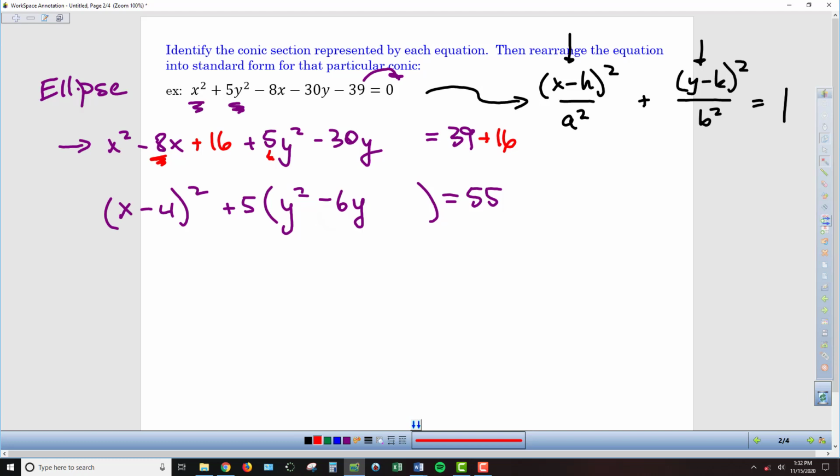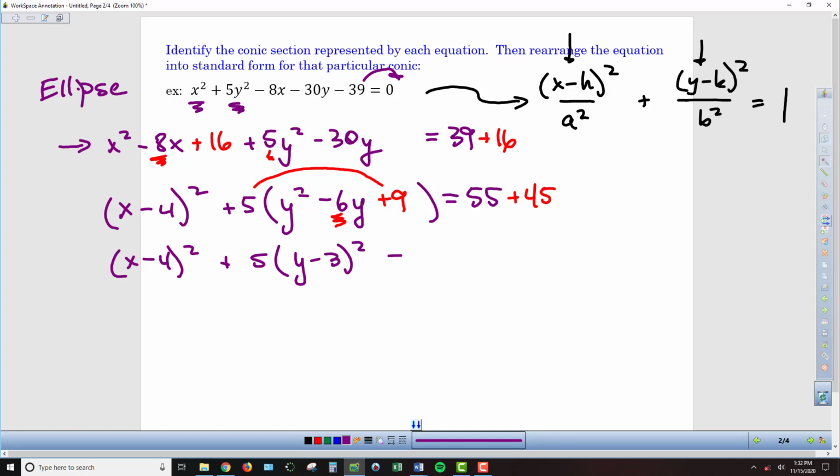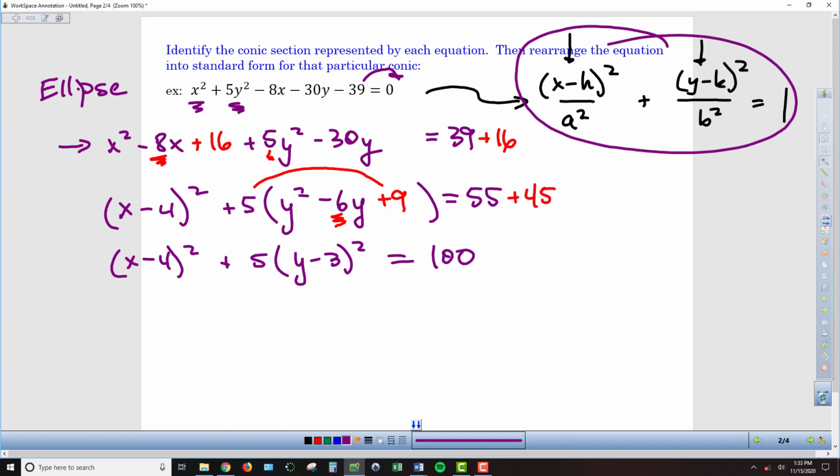So here I take half of negative 6, I get negative 3, square it, and so I'm going to add 9, but of course I haven't really added 9 to that side of the equation. I've added 5 times 9. So I've added 45 to both sides. So now I'm ready to factor the y's as well. So I've got x minus 4 squared plus 5 times y minus 3 squared equals 100 if I add those together. And so I'm getting close to having my equation in the format of an ellipse.